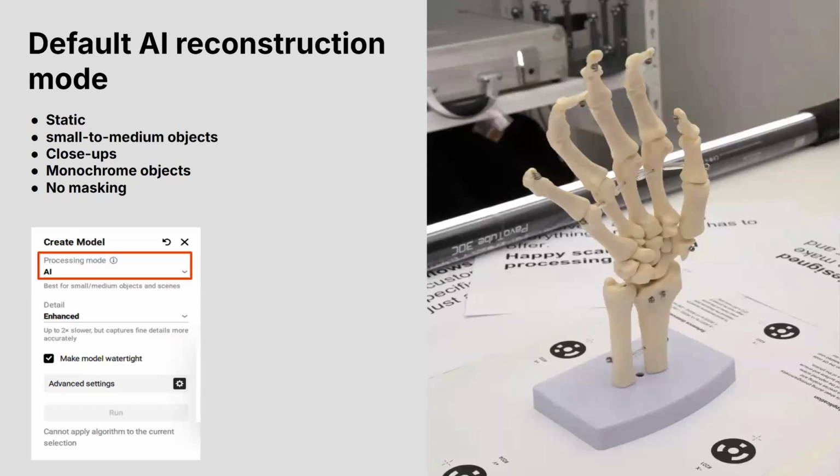So our default AI reconstruction mode, which does not use masks, is best suited for static objects, which are not moved between frames. So small to medium objects will be reconstructed the best. The skeleton hand is a great example of a small object, which you could reconstruct with the AI photogrammetry. This mode supports close-ups. So if you would like to get a really good level of detail on some part of your model, you could take close-ups as well.